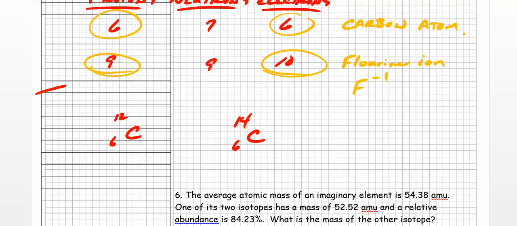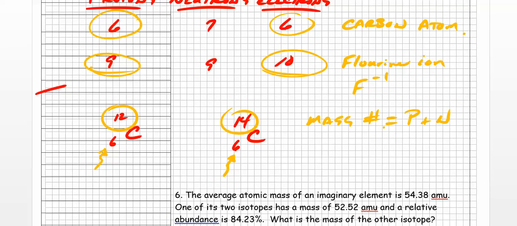Carbon, of course, C is the symbol from the periodic table for carbon. But look at the number here on the bottom. This number on the bottom signifies the number of protons. So if you have 6 protons, it's going to be carbon. That's for this isotope and this isotope. But look at the numbers on top. Those are called the mass numbers. And the mass number is the number of protons plus neutrons.